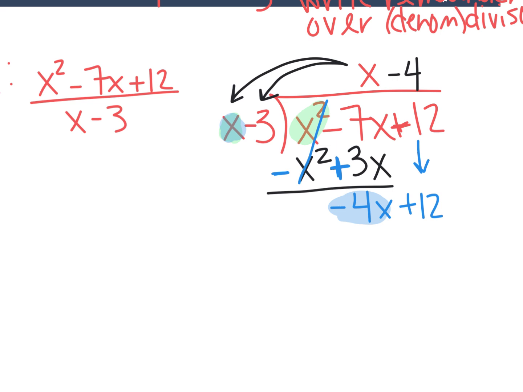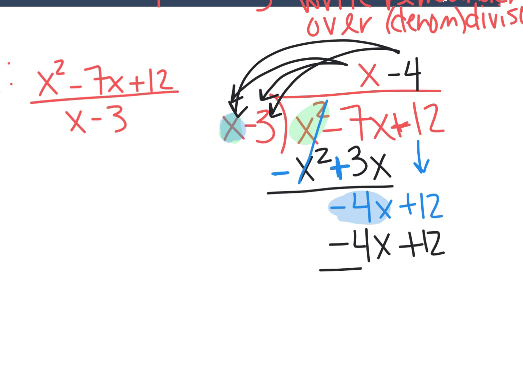Okay? We're going to have to multiply that now. Negative 4 times x is negative 4x. But I also have to do negative 4 times negative 3. Positive 12. Negative times a negative is a positive. Change the signs, right? So this negative 4 becomes a positive. This positive 12 becomes a negative. Oh, look, they canceled. I have no remainder. My quotient, my answer, is x minus 4.